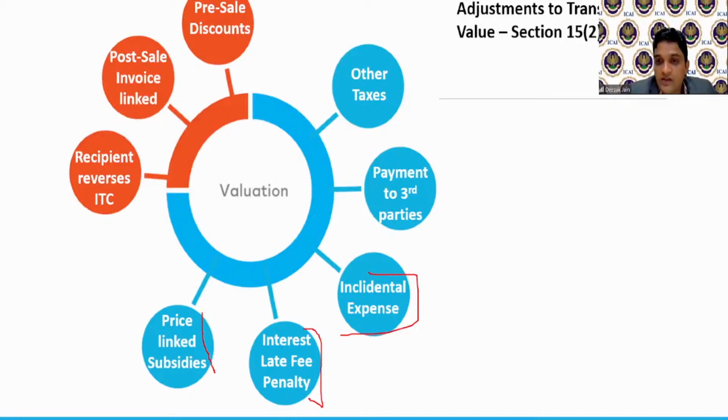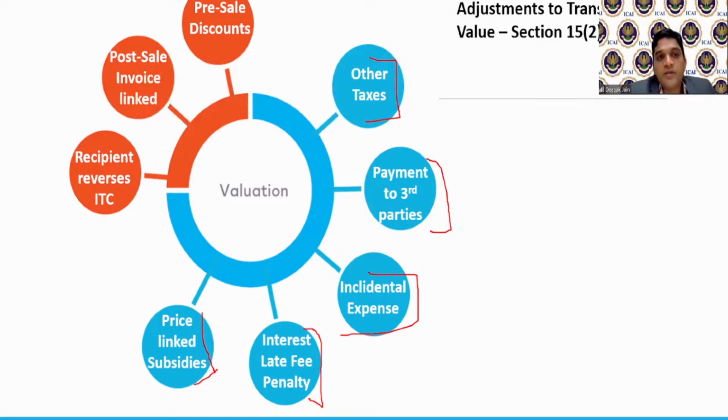Testing done before delivery of the goods has to be included. Subsidies given by only central government and state government are excluded. Apart from central government and state government, if you receive from anybody else, then it has to be included. Payment to third parties, which is payment on my behalf made by the purchaser, is to be included, and any other taxes other than GST, all other taxes have to be included.